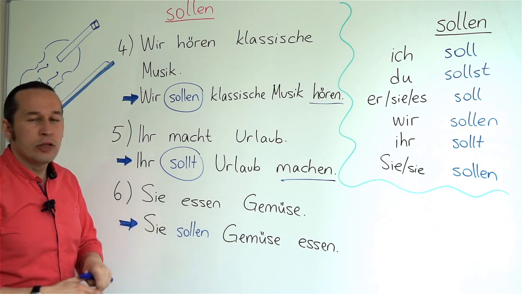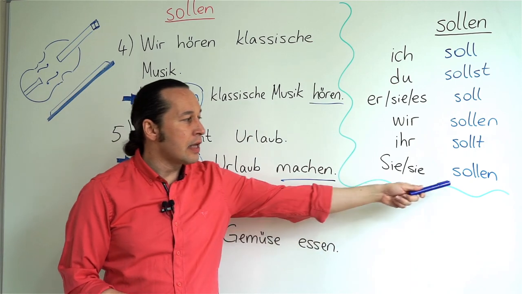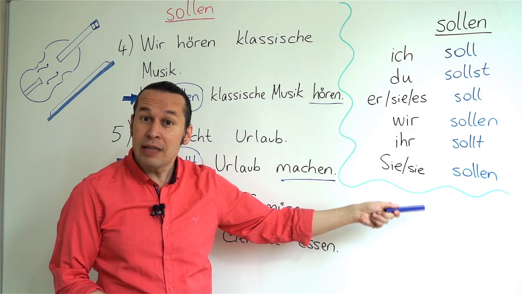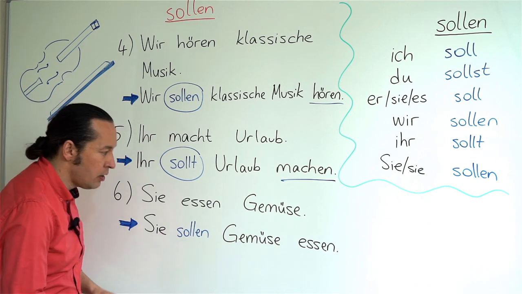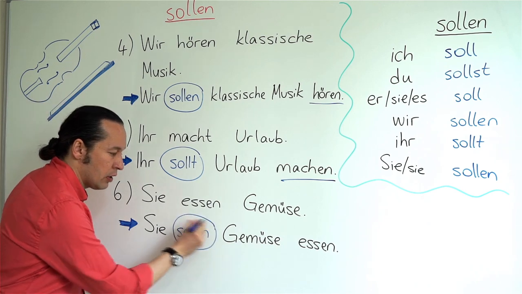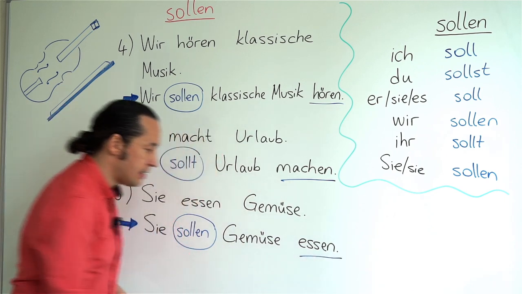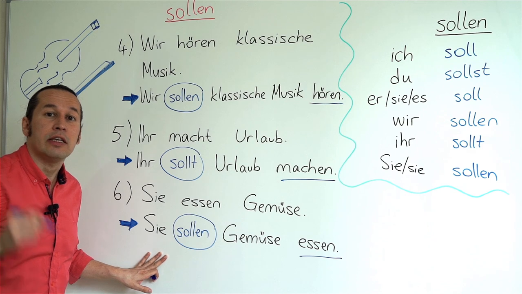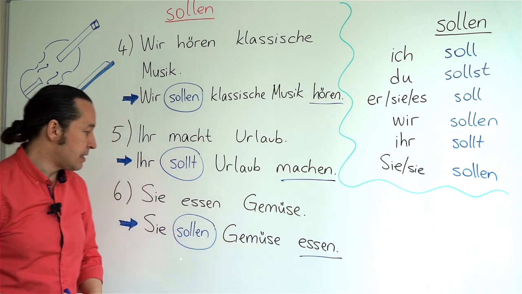So what do I do when I want to put sollen to this? I conjugate this as sollen, so it remains the same. So I'll say then, Sie sollen, I put this in the second position, Gemüse essen. You should eat vegetable. Sie sollen Gemüse essen.